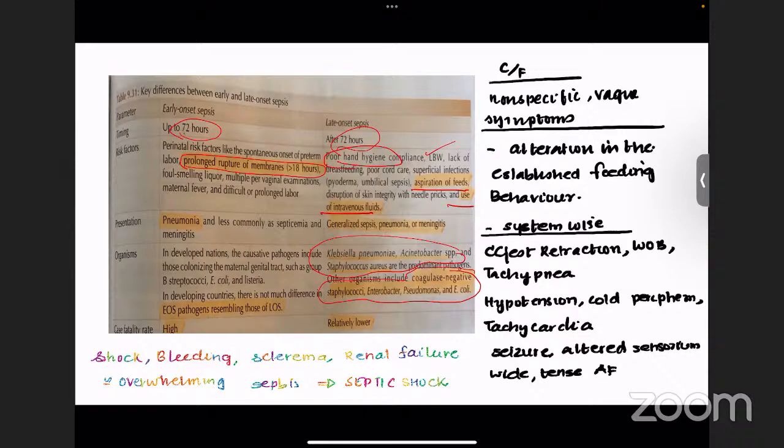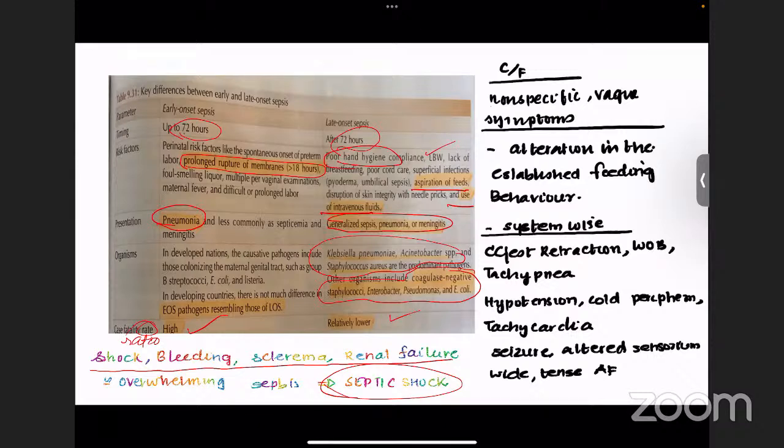Normally, early onset neonatal sepsis presents as pneumonia. This is most common, whereas late onset presents as generalized sepsis, pneumonia, or meningitis. The case fatality ratio is higher in early onset than in late onset. If the child, along with depression, has shock, bleeding, sclerema, renal failure, then the child is said to be in septic shock, and that has to be treated on an urgent basis, or else it will increase the mortality. So, what are the symptoms you will see?